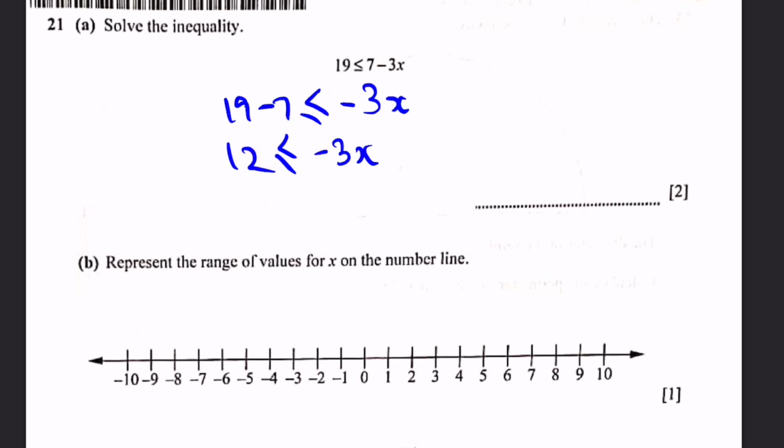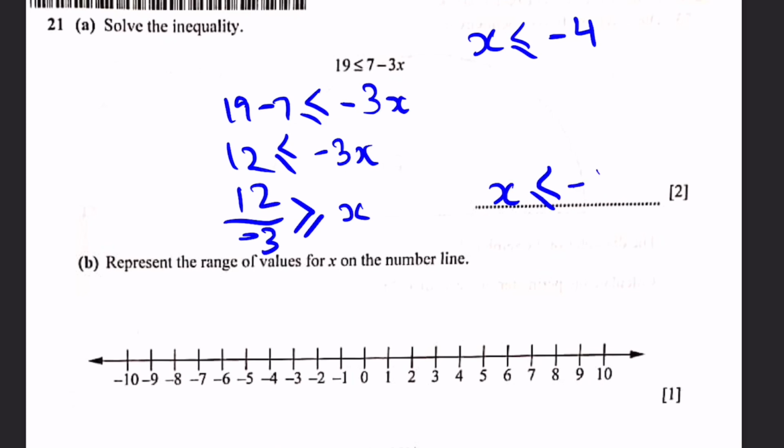So that means if it's less than, it changes to greater than. If it's greater than, it changes to less than. Greater than or equal to changes to less than or equal to. And less than or equal to changes to greater than or equal to. Over here, we have the less than or equal to symbol. So we divide 12 by negative 3, and we just flip the symbol. Greater than or equal to x. And therefore, x less than or equal to negative 4. So x less than or equal to negative 4.